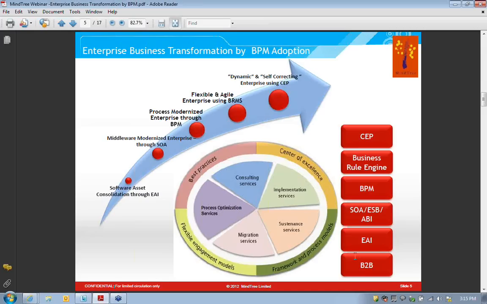I'm going to discuss in this particular slide how the enterprise journey normally happens in terms of integration of the processes, integration of the applications in the organization landscape, plus how a step-by-step approach will lead towards an enterprise business transformation. As evident in this slide, many organizations focus from the bottom end of the arrow, showcased at the top left corner. So you're seeing a bullet point: software asset consolidation through EAI, enterprise application integration.